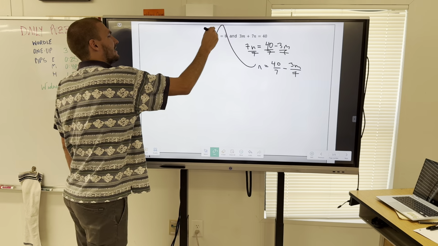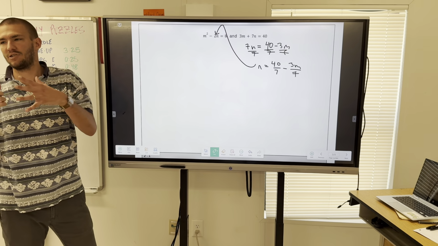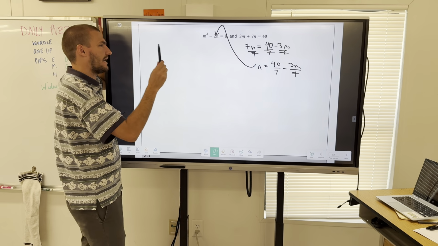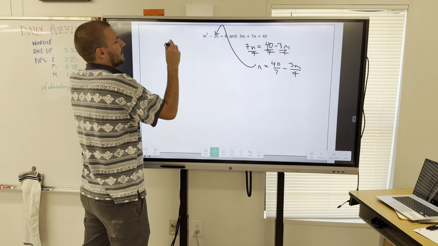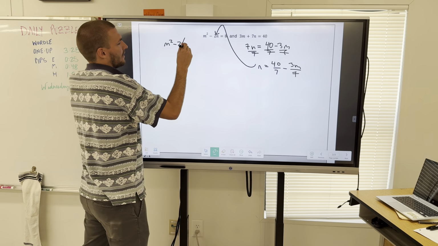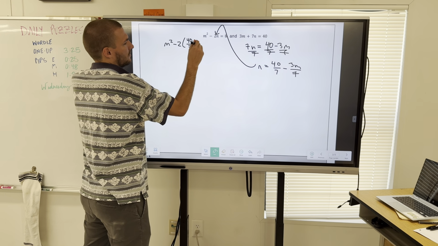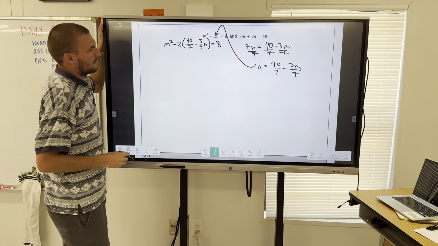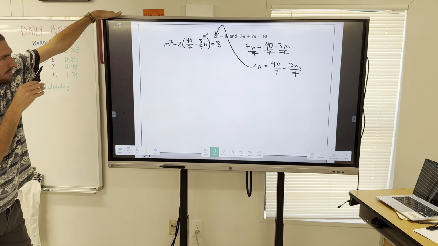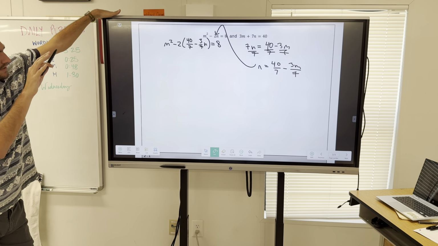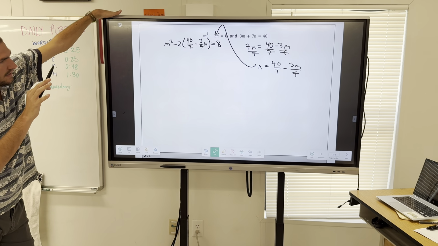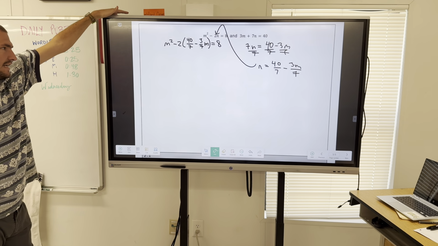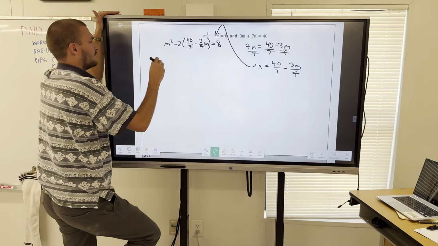Now, when we plug this in here, we don't have to actually square it by writing it twice and foiling it. That sounded like a nightmare. M squared minus, and this is gonna be much better, right? Woohoo! Plugged it in. M squared minus 2 times 40 over 7 minus 3 over 7 m. That's why we double check. Good catch. Equals 8. Now I need to distribute my 2 there.